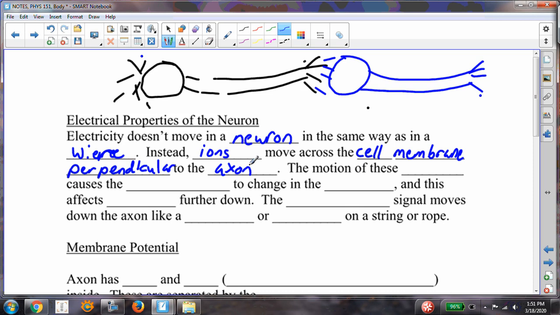So we have potassium ions. They'll move in or out of the cell membrane. This would be the cell membrane right here. That will cause the potential inside the neuron to be either positive or negative. And then the motion of these ions moving perpendicular to the neuron causes the potential to change in the axon.